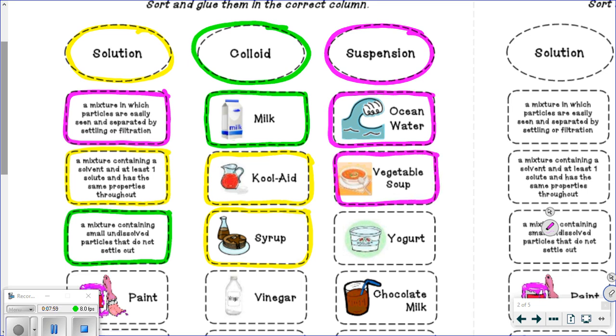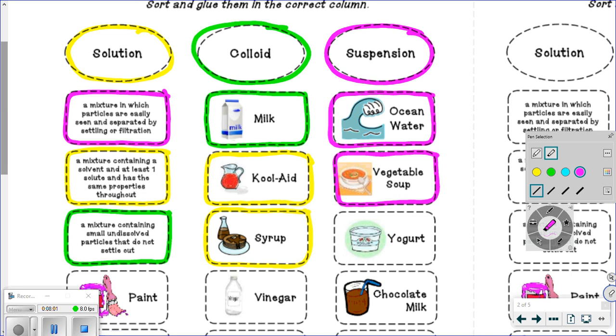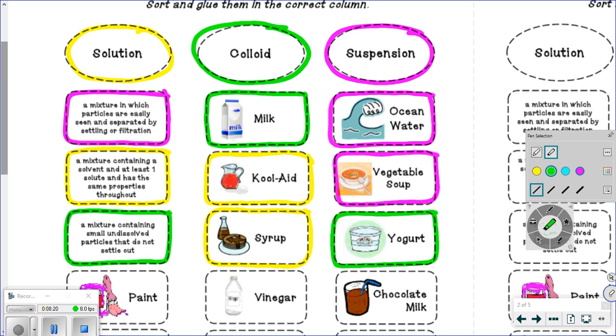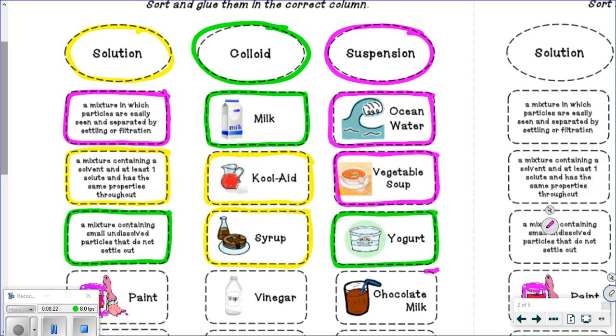Yogurt, all right? Yogurt seems homogeneous, but if we took a light, you would see that it is in fact a colloid. Do you notice that most of the milk products here are colloids? All right, chocolate milk. If I have chocolate milk and I leave it sitting long enough, what sinks to the bottom? The chocolate, right? So the only one that has stuff settle out is the suspension.